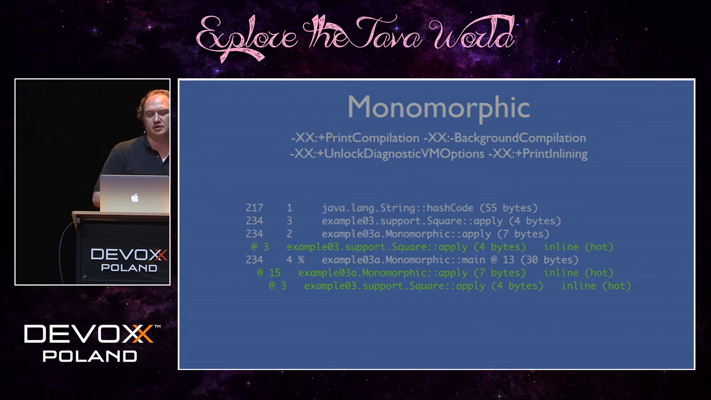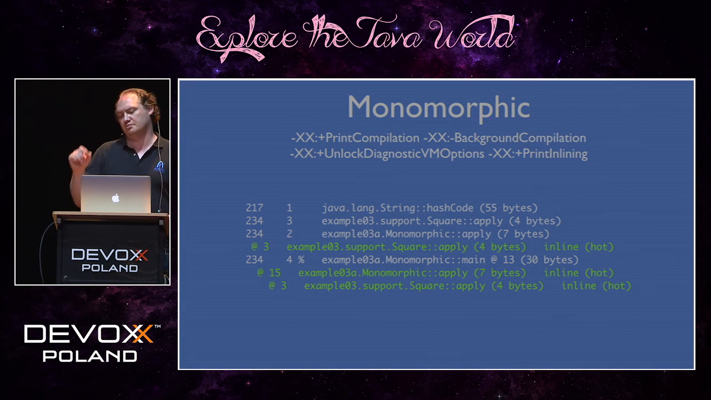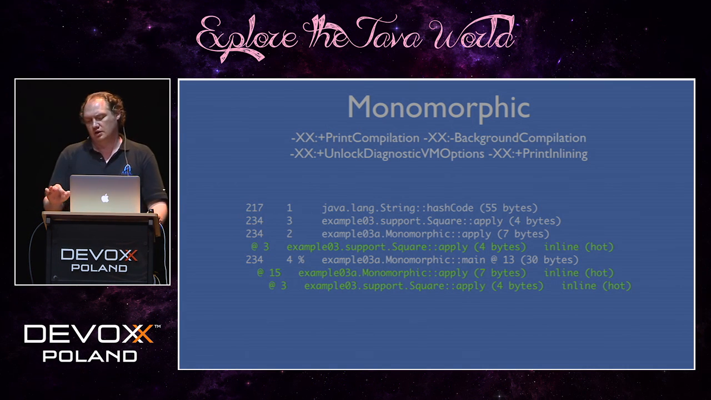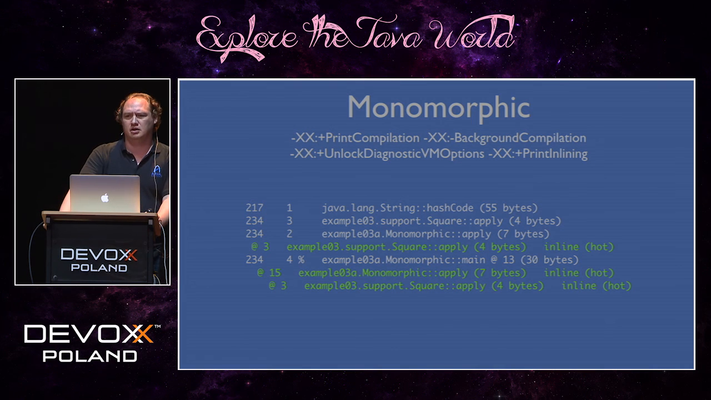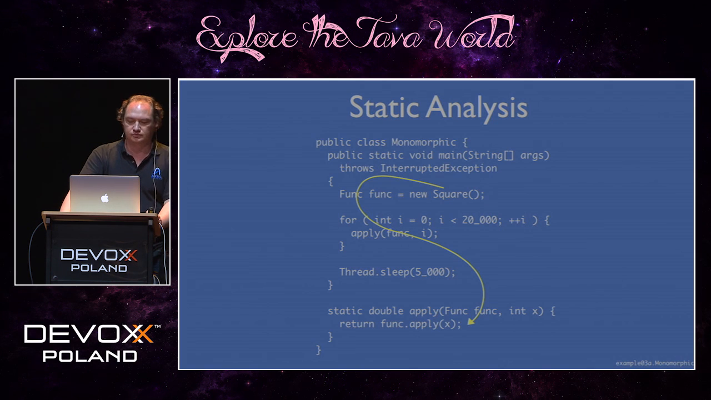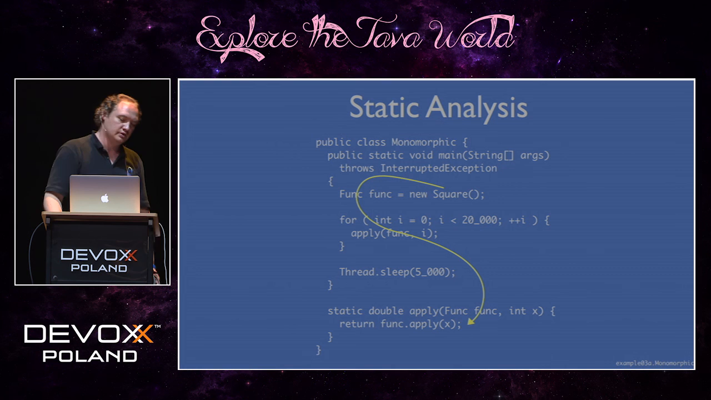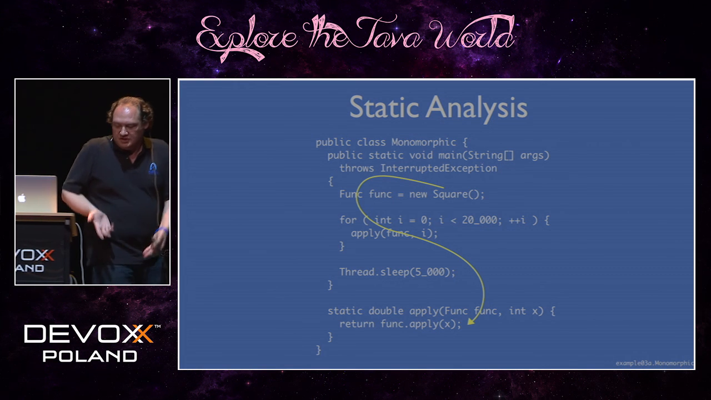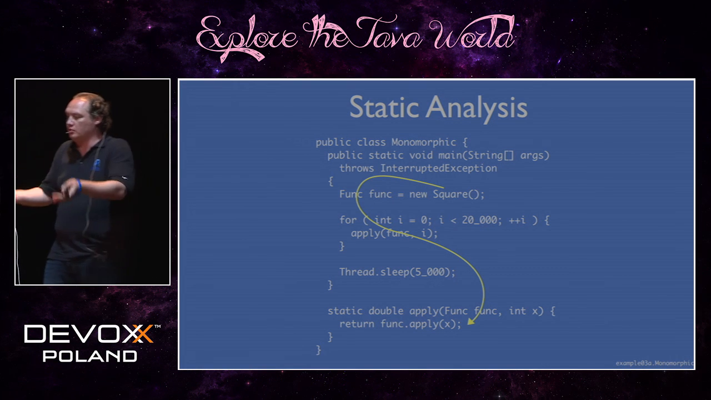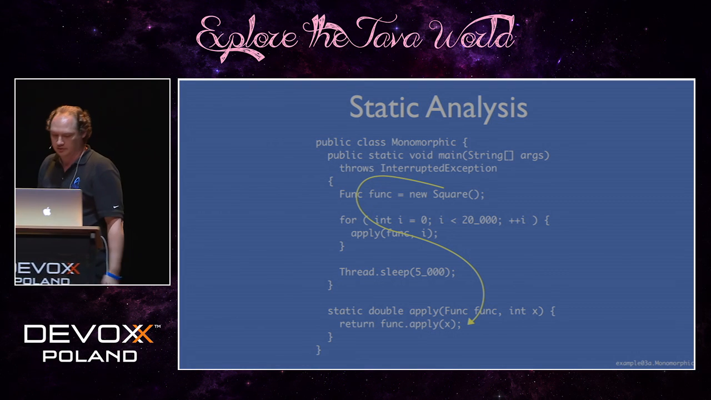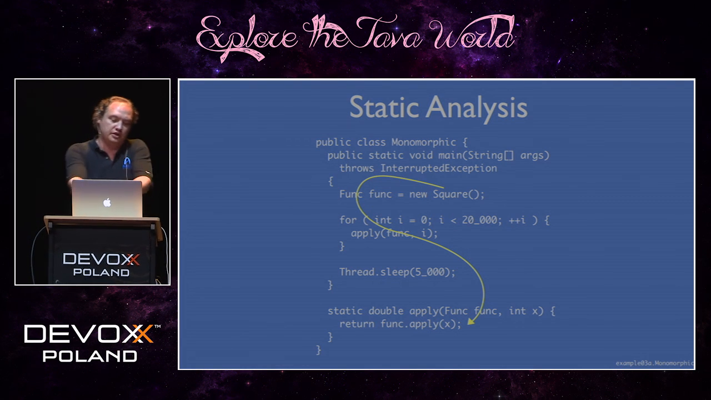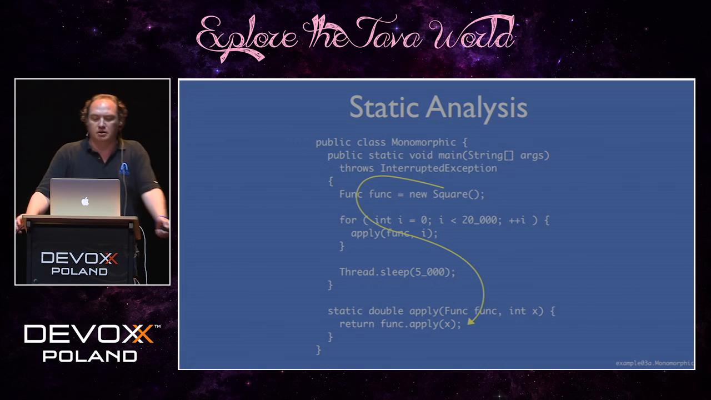But if you look above that, there's monomorphic apply, and it also inlines square apply. How does it know that the value coming in to apply is always a square? How does it know? The static reasoning doesn't work. This is what works for main. You can follow the line, but there is no line. You're just starting from func. How does it know?